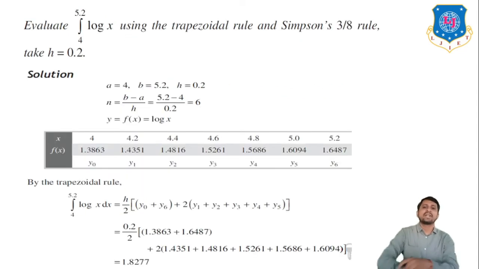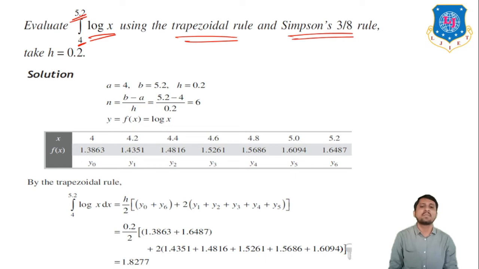Now let's take one more example. Integration from 4 to 5.2 of log x. The function is log x, using the trapezoidal rule and using Simpson's 3 by 8 rule. We have to apply both rules, taking h equal to 0.2. So we use them one by one. First we use the trapezoidal rule and then Simpson's 3 by 8 rule, and let's see what the difference between the answers is.